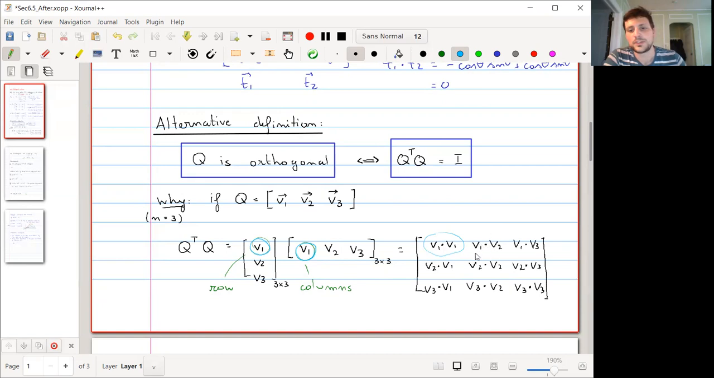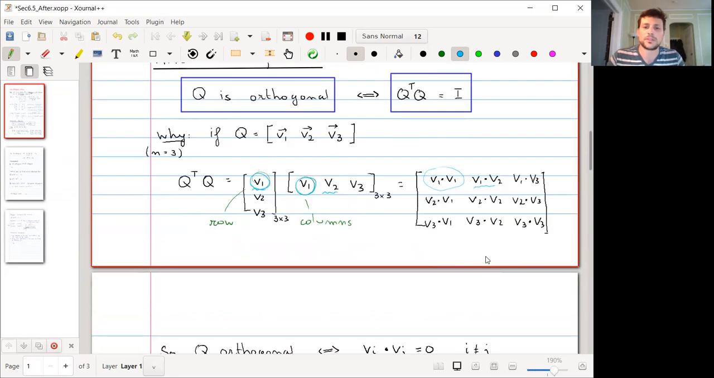When you compute the second entry here, you'll be dotting v1, the first row of the first matrix, with the second column of the second matrix. So you get v1 dot v2. The third will be v1 dot v3, and so on for all the others. When you compute a matrix product, you're always dotting one row of the first matrix with one column of the second. So you get this product here.